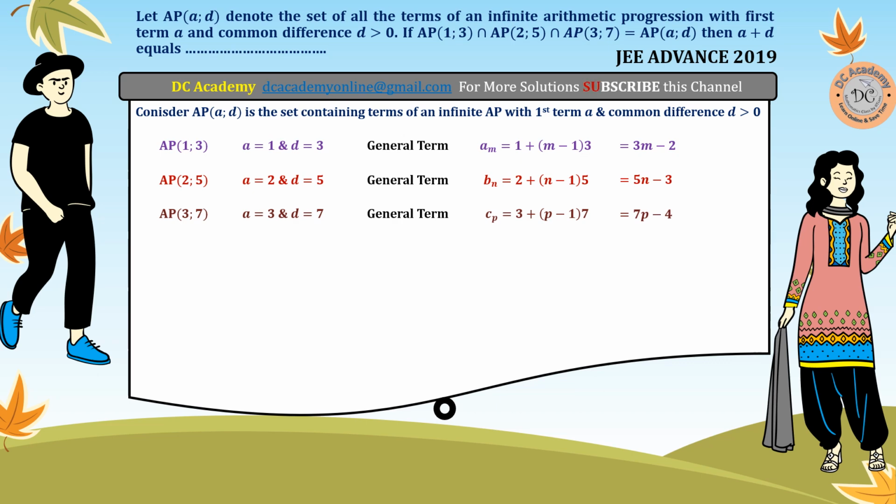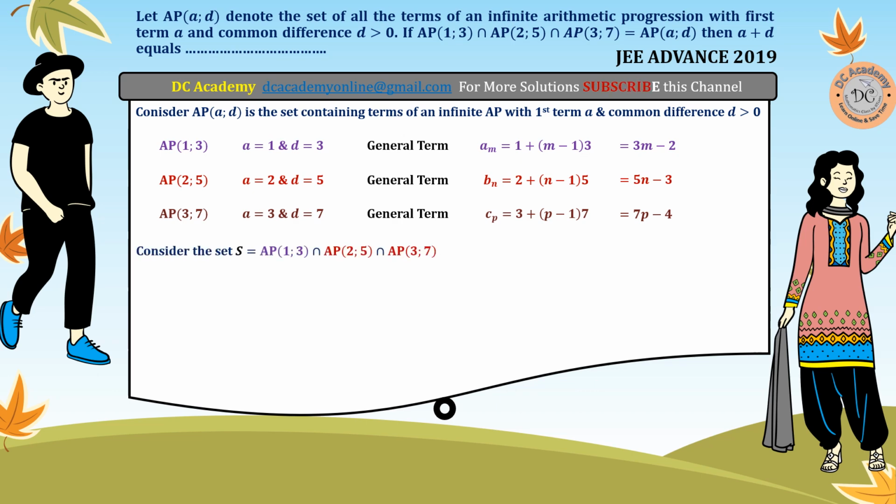So basically, we try to obtain the general terms of these series. Here we consider different indices, m, n, p. Why? Because if we use A, Bn, and Cn, it may create confusion. That's why I use different index notation. Okay, let's go ahead.